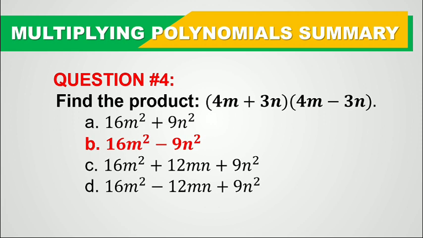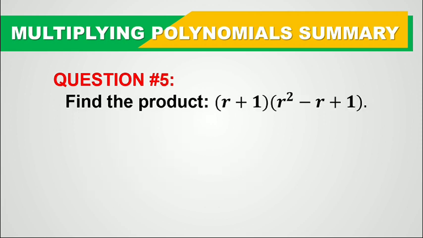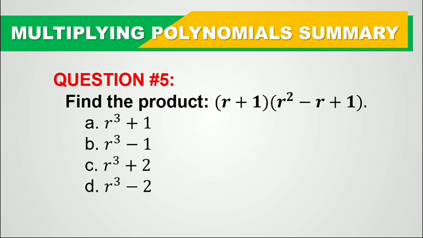Now what about this question number 5? Let's find the product of r plus 1 times r squared minus r plus 1. Is it letter A, r cubed plus 1? Or letter B, r cubed minus 1? Or letter C, r cubed plus 2? Or letter D, r cubed minus 2? What is your answer?